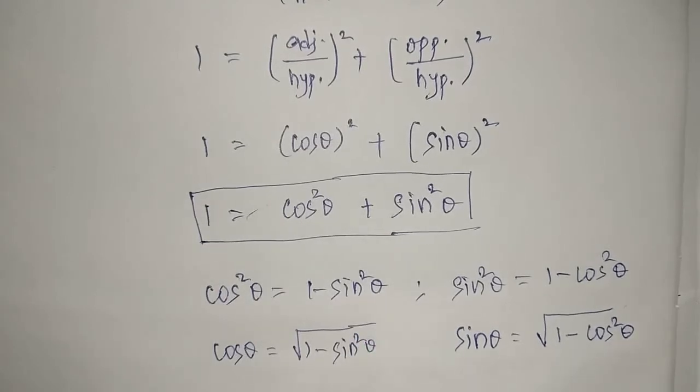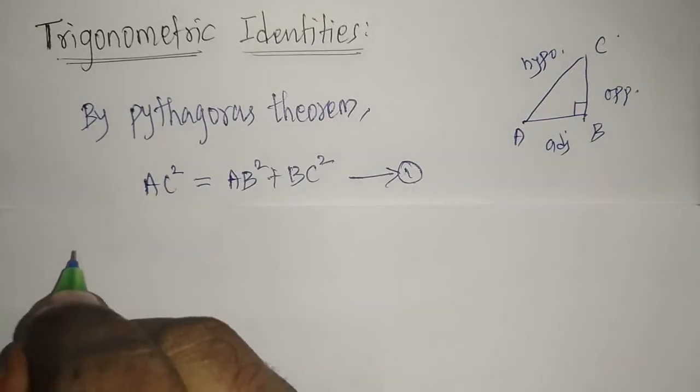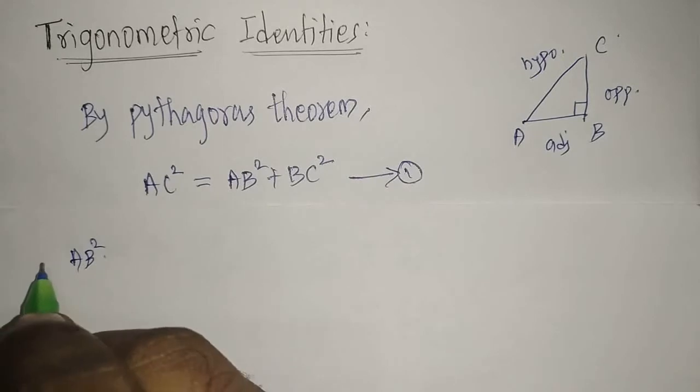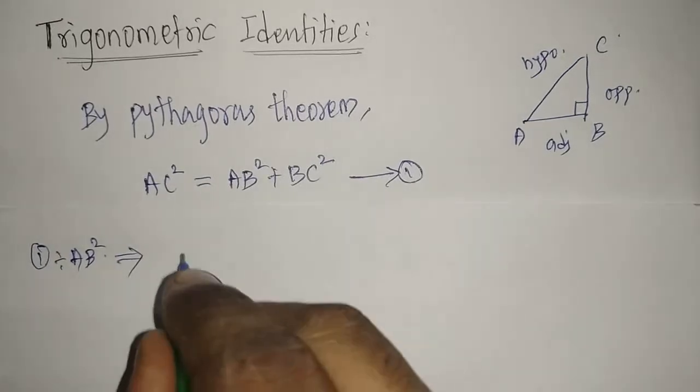So now we are getting two subdivisions here. In the same way, let's see another identity. The same equation 1 I'm going to use. Now I'm going to divide by AB square. What is that? Equation 1 divided by AB square. Then we'll see what we will get.